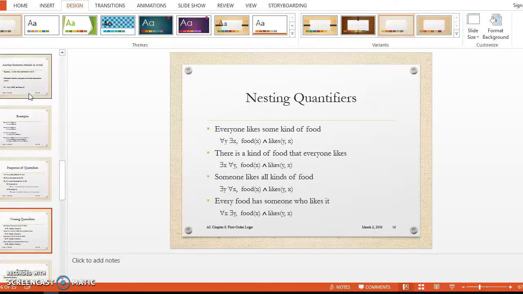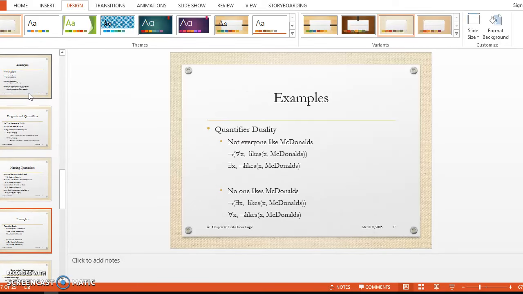And the second one is, there is a kind of food that everyone likes. To describe the sentence, the knowledge representation is: there exists y, for all x, food(y) and likes(x, y). And the next one is, someone likes all kinds of food. So here, to describe that someone, it is for all x and there exists y. And the next one, every food has someone who likes it.